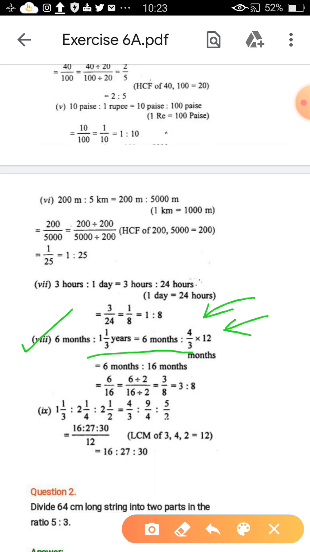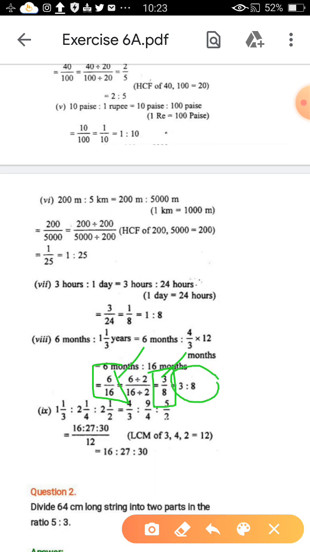So what is our ratio then? 6 months is to 16 months. Then write this in the form of numerator and denominator. So 6 upon 16, and month will get cancelled. 6 upon 16, this is in the table of 2, so 2 threes are 6 and 2 eights are 16. So your answer will be 3 upon 8. 3 upon 8 means 3 is to 8.